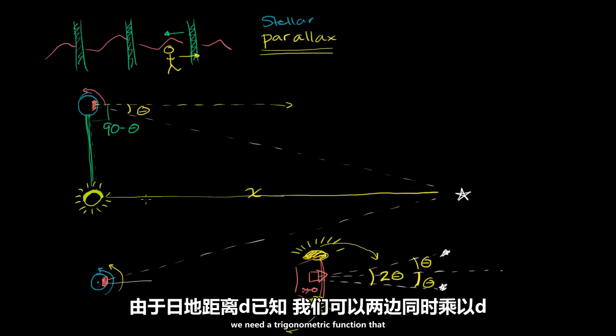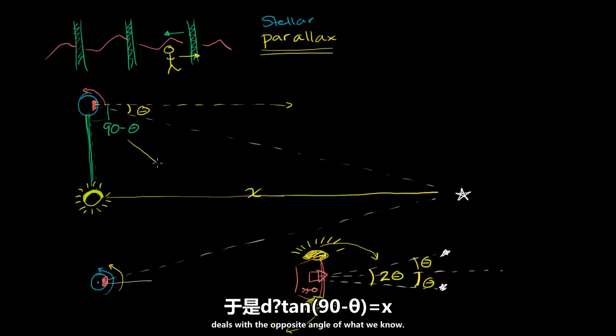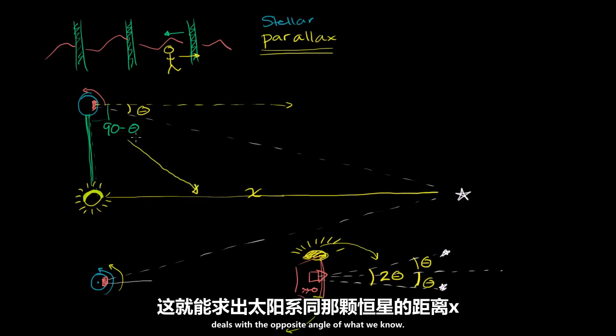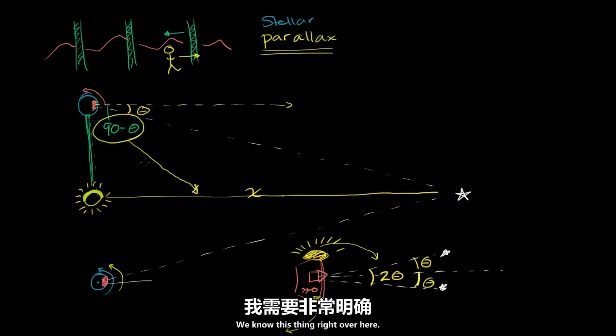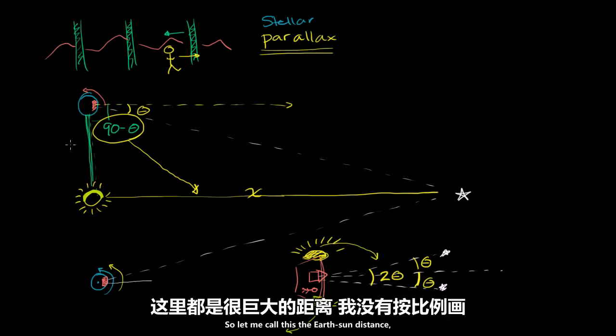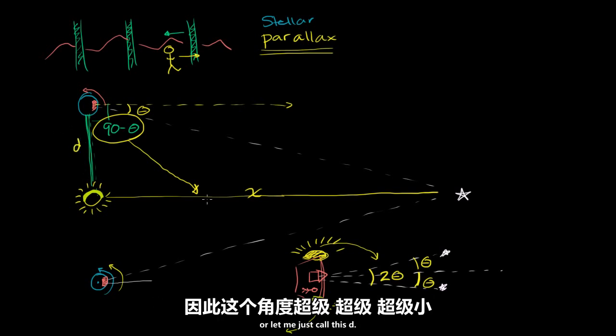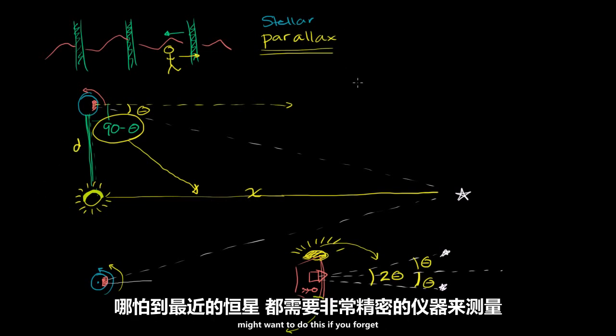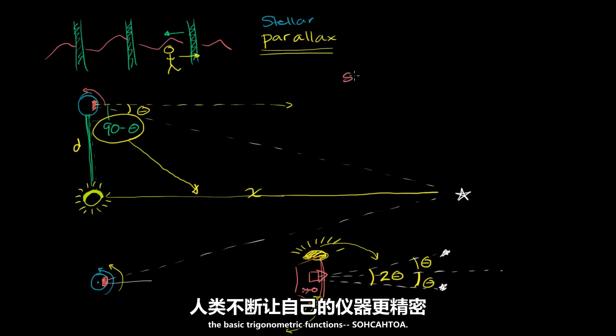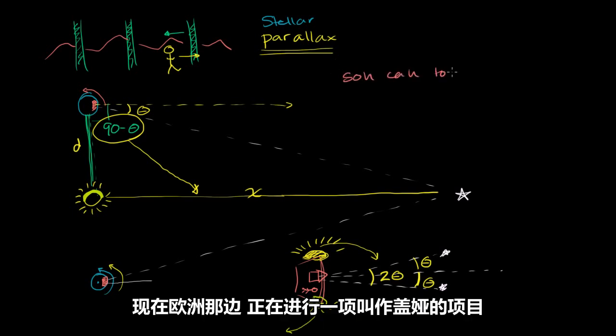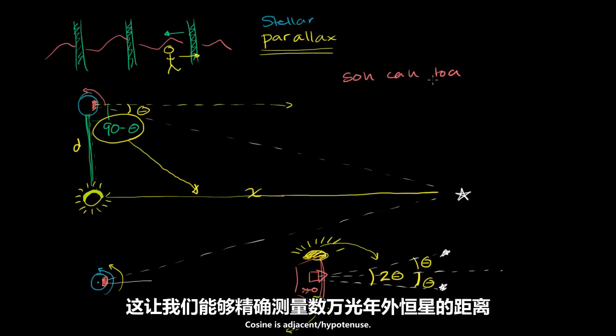Well, we need a trigonometric function that deals with the opposite side of what we want and the adjacent side that we already know. So let me call this the Earth-Sun distance, or let me just call this d. And we want to figure out x. Some basic trigonometry, and you might want to do this if you forget the basic trigonometric functions: SOH CAH TOA. Sine is opposite over hypotenuse. Cosine is adjacent over hypotenuse. Tangent is opposite over adjacent.